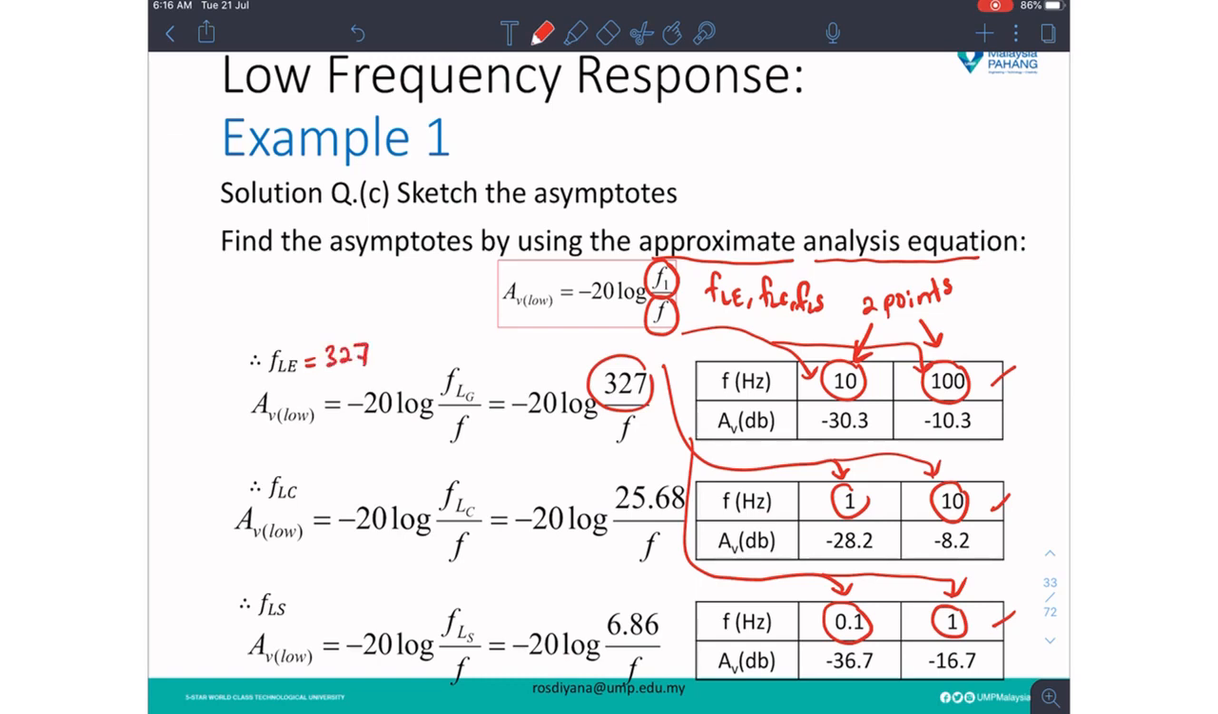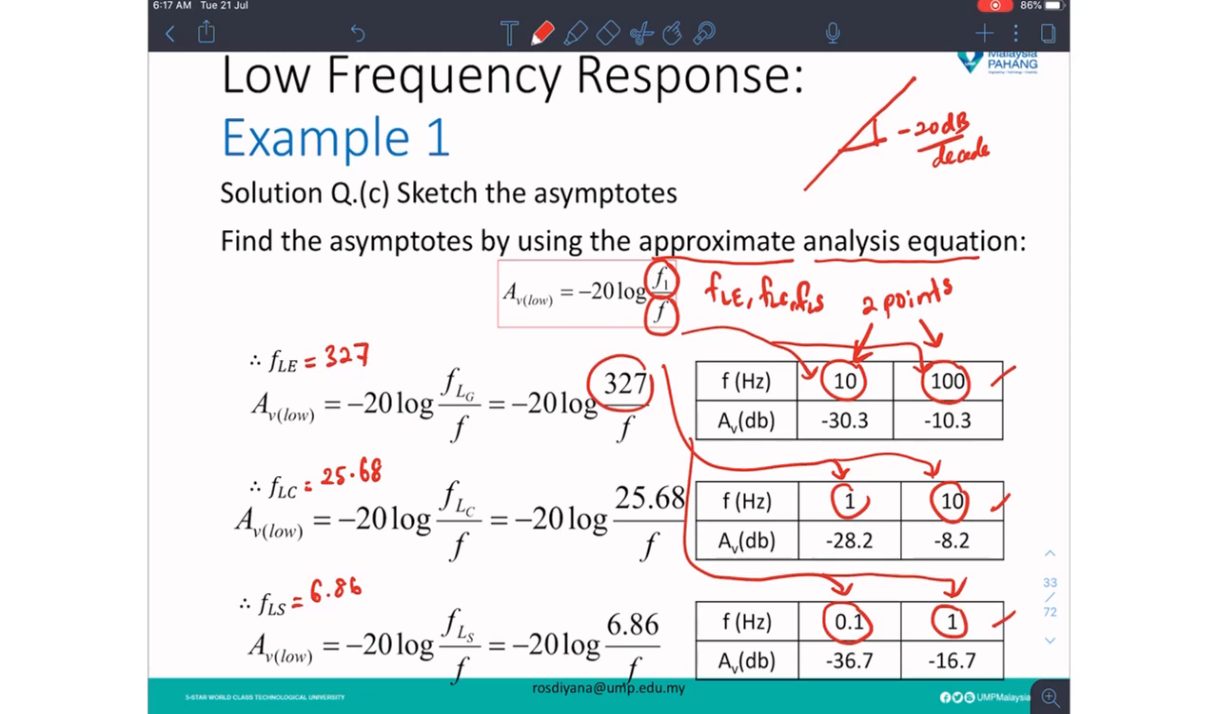FLC is 25.68 Hertz. FLS is 6.86 Hertz. To draw the asymptotes for the low frequency response, it should be like this. It is facing to another side here, so it has a slope which is negative 20 dB per decade. The slope is like this.